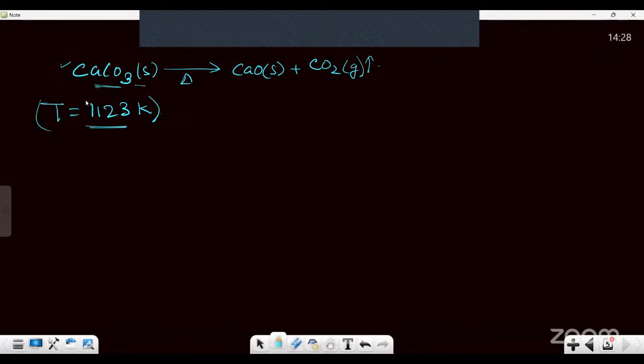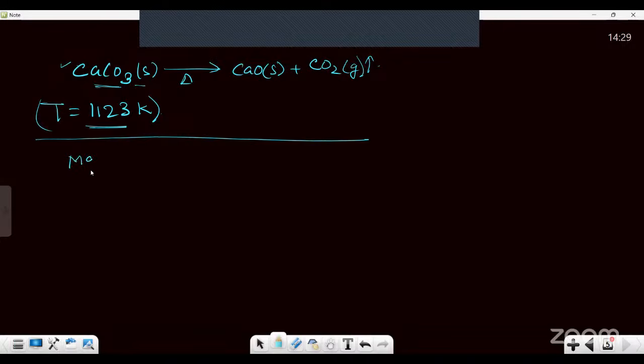Okay, so that means we need to employ high temperature. So that has to be given. Now, apart from calcium carbonate, there are other carbonates also which get decomposed like this. So what are the other examples of the other carbonates that we can take?